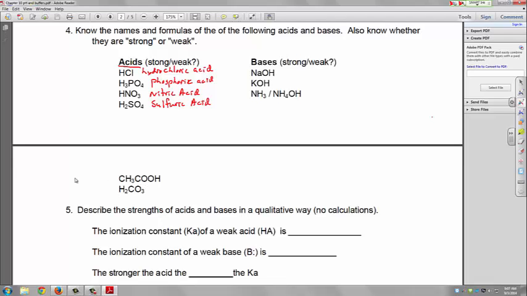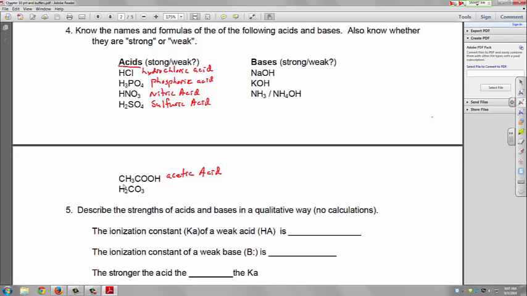CH3COOH, this is acetic acid. This is the active ingredient in vinegar. Notice the spelling, it's acetic acid, not acidic, but acetic acid. The term acetic comes from the Latin acetum, which means sour. And I'm sure you have tasted vinegar before, it is sour.